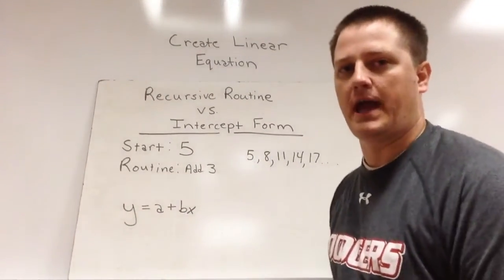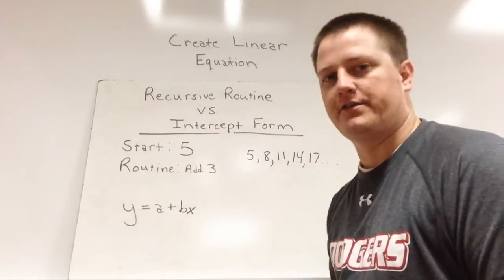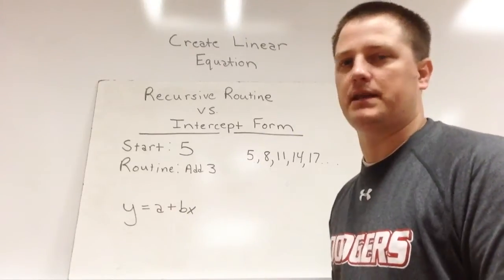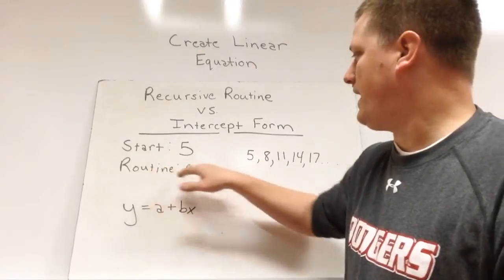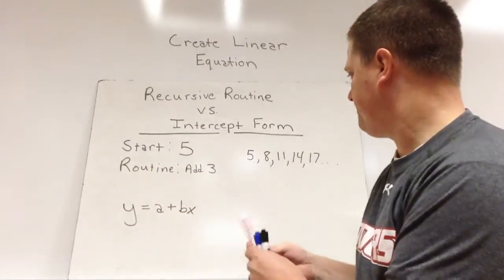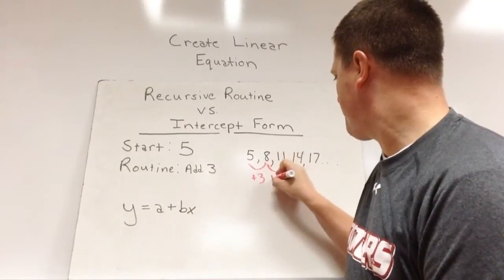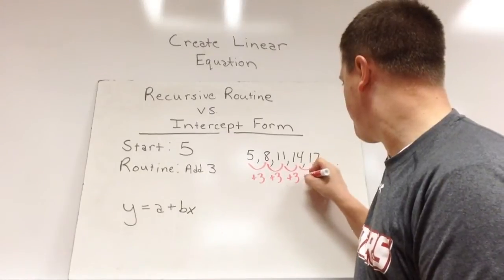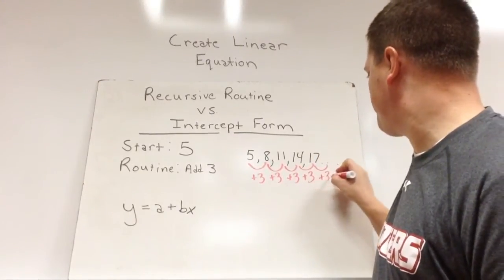So first I want to look at just the basics of a recursive routine and our intercept form, which is the type of linear equation that we're going to typically use. Well, we have a start value of 5. We're adding 3 each time. So we would expect that this pattern would continue.